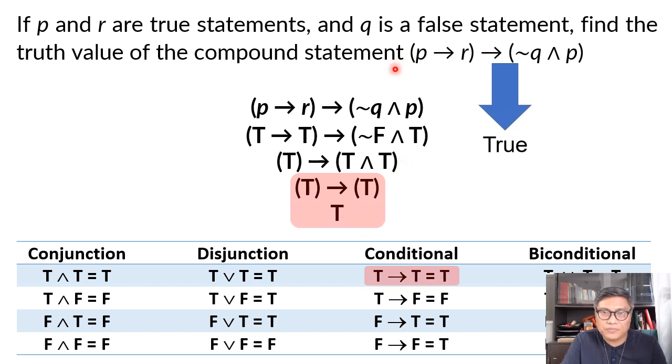So therefore, this compound statement, given that P and R are true and Q is false, is a true statement. So this is how we evaluate compound statements, class, provided that the given statements already have their truth values. Then all we have to do is apply the rules. Then we are going to simplify it based on its truth values.